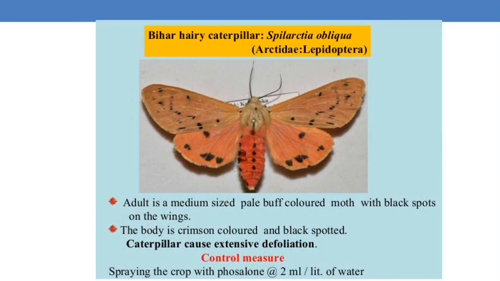Then the next species of hairy caterpillar is the Bihar hairy caterpillar. This caterpillar also causes extensive defoliation. It means the caterpillar voraciously feeds on the leaves of the sorghum crop and complete defoliation occurs. Both hairy caterpillars we can control with the help of the chemical phosalone at the rate of 2 ml per liter. It is effective.